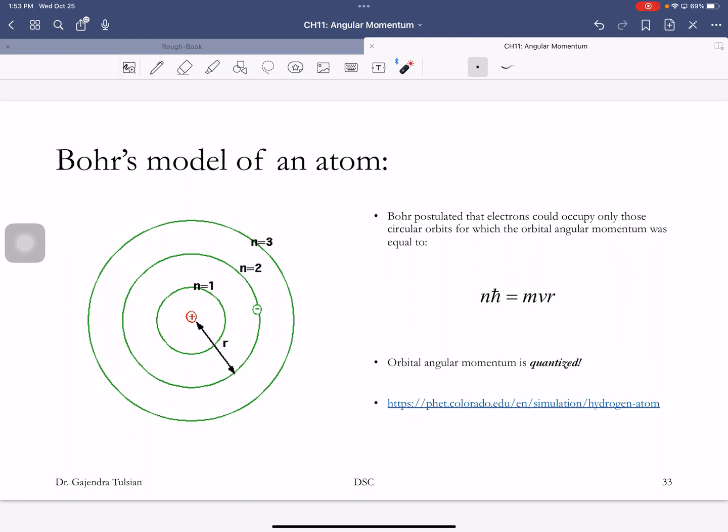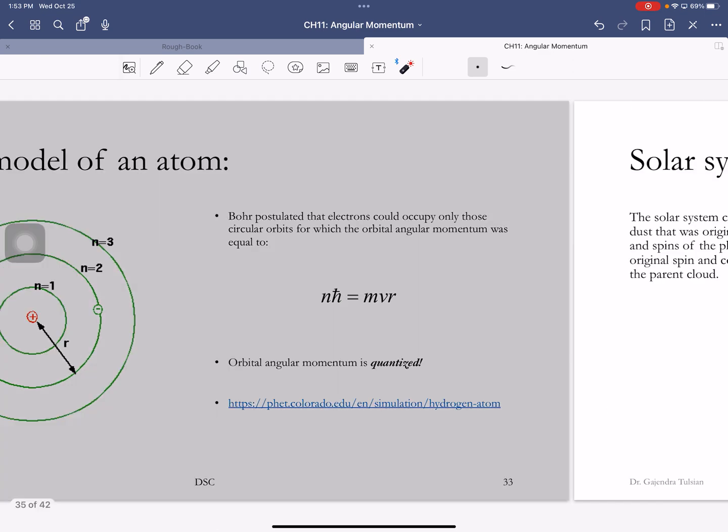And what are those orbits? The angular momentum of the lowest orbit is 1 h bar. The orbital angular momentum is quantized. So this is 1 h bar, 2 h bar, 3 h bar, and that's where those quantum numbers come from: the n equal to 1 shell, n equal to 2 shell, and n equal to 3 shell. So this angular momentum quantity is a very important quantity.